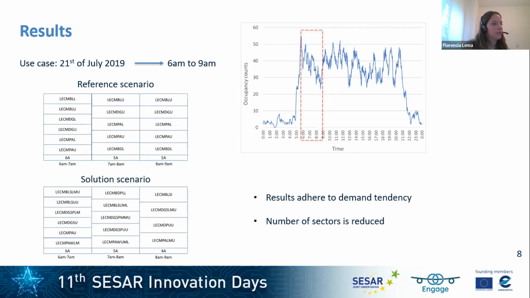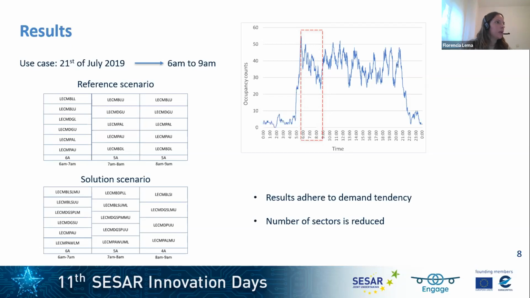We remark that for both scenarios, results adhere to demand tendency, meaning that the number of configured sectors is reduced as air traffic demand is also reduced. But we see that for the solution scenario, the number of sectors for the third period from 8 a.m. to 9 a.m. is reduced by 1. And this is always desirable in ATC because it means that we'll need less human resources to control the same airspace.